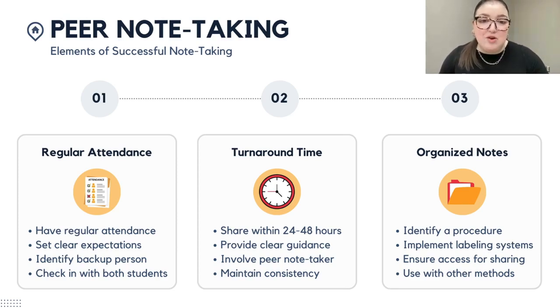It's important that peer notes are shared within 24 to 48 hours so they can be useful to the student receiving the notes. It's important to provide clear guidance to students about how the notes will be transferred from them as a peer note taker to the students receiving the notes. And this process should involve the peer note taker thinking about what's the best way for them to share information. And most importantly, it's essential to have consistency in the process. Perhaps there's a shared Google folder where notes go.